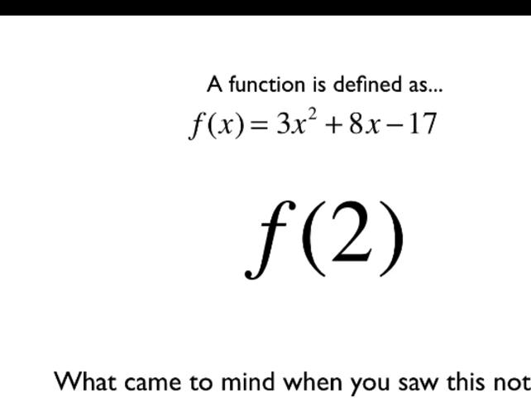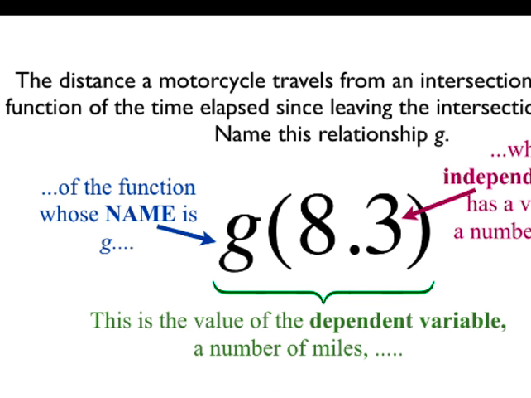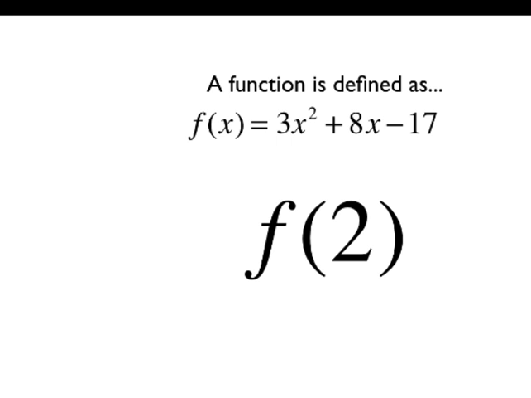Okay. What about in the previous example? G of 8.3. Did that mean to do something? Okay, no. But now f of 2 means to do something? We're given the function definition. Okay. So I guess the question is, do we need to do something? No. Do we need to do it? No. I mean, so does it have meaning or not if we don't do it?